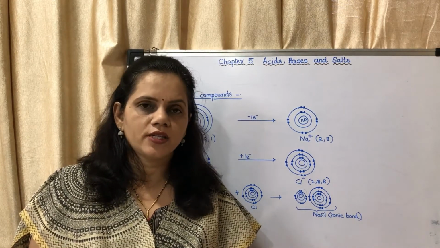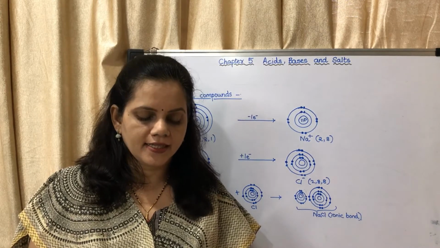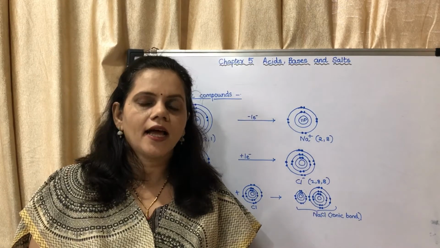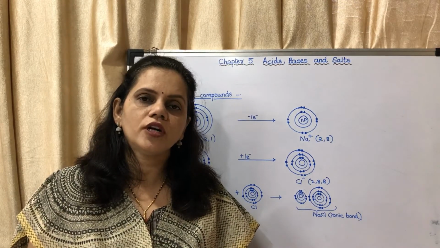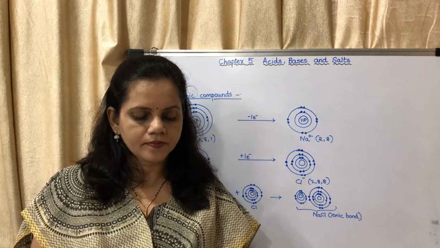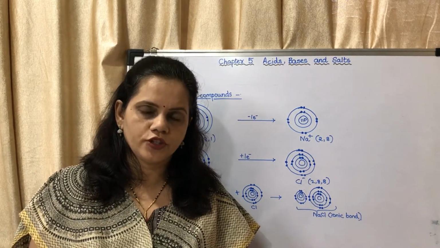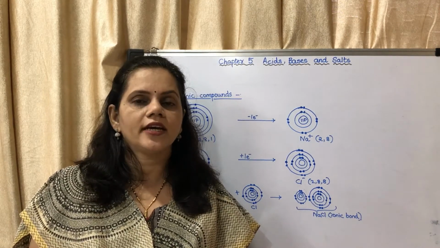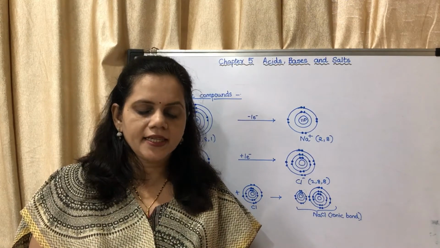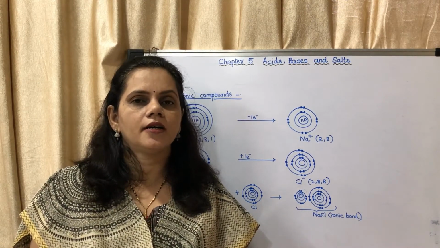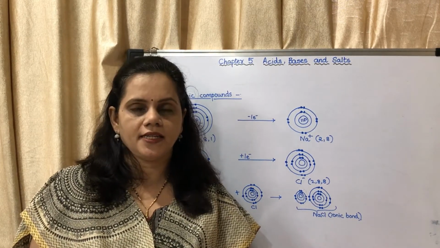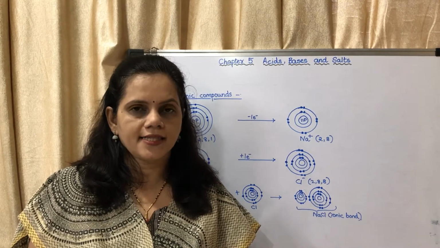Next, H2SO4, that is sulfuric acid. It has basic radical H plus and acidic radical SO4 2 minus. Type of the compound is acidic. Next is H3BO3, that is boric acid. The basic radical is H plus and acidic radical is BO3 3 minus. Type of compound is acid.